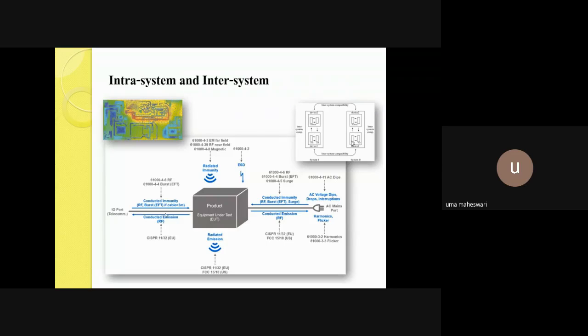This slide shows the EUT under test. EUT is the equipment under test. That is, our product will be placed either as a source or as a victim. So it has to be tested for emission as well as immunity. For radiated immunity, we have seen these various things. This is a specific product standard. Depending upon your application or your product, this standard number will vary, so it has to be properly selected.